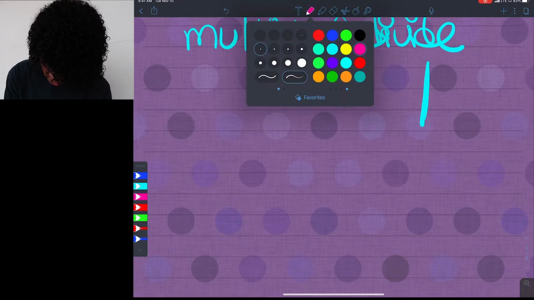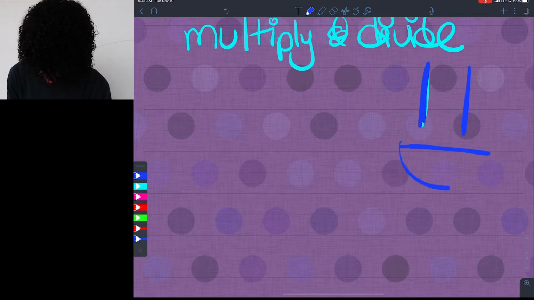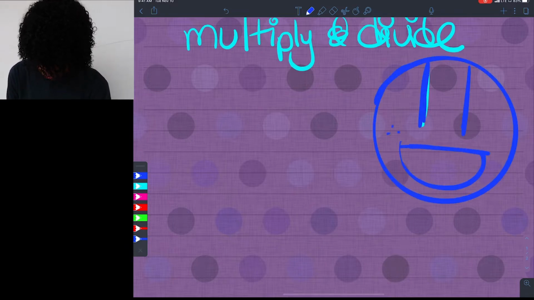Should we do pink? Let's not do pink. Let's do like a deep blue. Yeah. Put some freckles on it this time. Let's go. Bet. Okay. Alrighty.